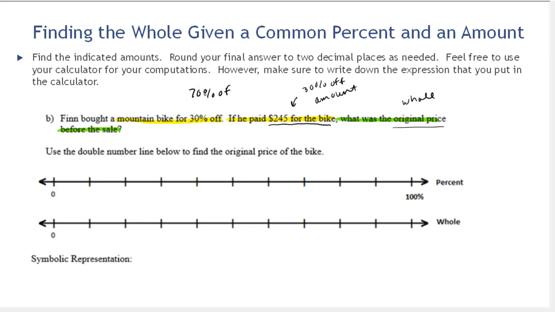So writing this in words, we could say that $245 is 70% of the original price of the bike. And if you can write this in words, it's a great idea because notice it says of the original price, and the words following of indicate the whole. So now let's see what we could do with the number line here. So we know 70%. I'm going to count backwards here.